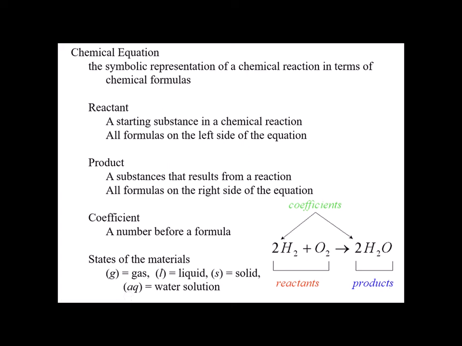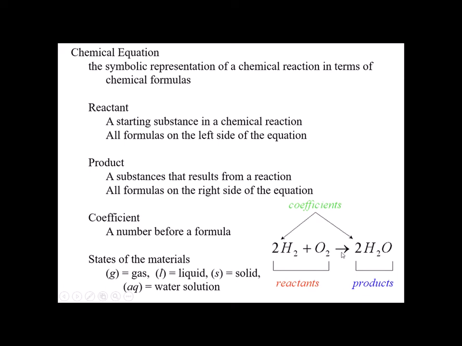Okay, section 2.9 is writing chemical equations in the textbook. So a chemical equation is a symbolic representation of a chemical reaction in terms of chemical formulas. You have two sides of a chemical reaction. You have the reactants, which, if you look in the lower right-hand corner of the screen, I have this.